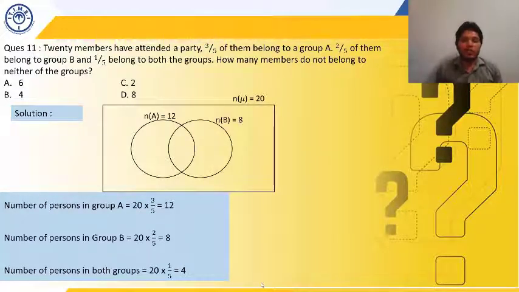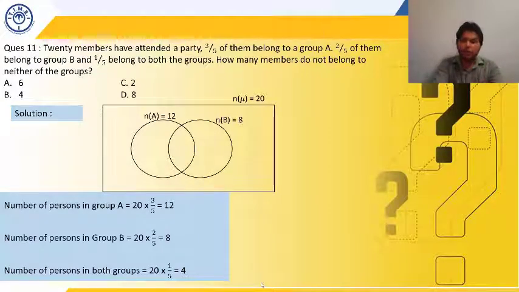We know that the number of persons belonging to A is 12, the number of persons belonging to group B is 8, the total number of persons is 20, and the number of persons belonging to both is 4. The total number of persons in group A is 12, so 12 minus 4 is going to be 8. 8 is the number of persons who belong to only group A. And what is the number of persons who belong to only group B? It is going to be 8 minus 4, which is 4. So 4 is the number of persons who belong to only group B.